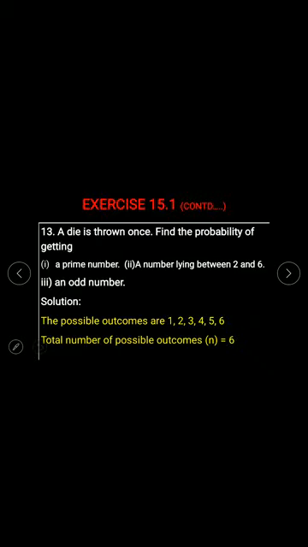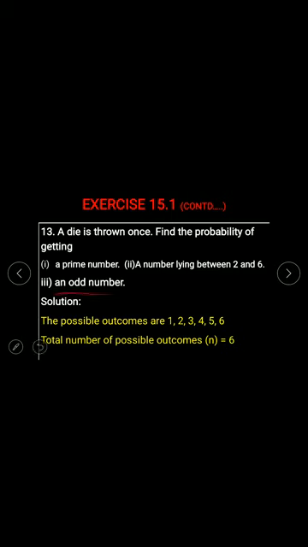Number of favorable outcomes is equal to 3, so 3 by 6. Same way, cancel by 3: 3 ones are 3, 3 twos are 6. The answer will be 1 by 2. Simple only. Then what is the next one?